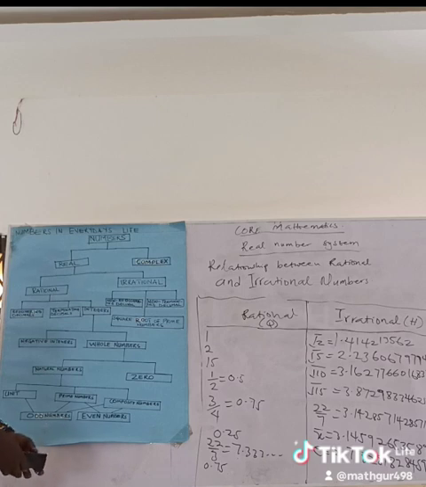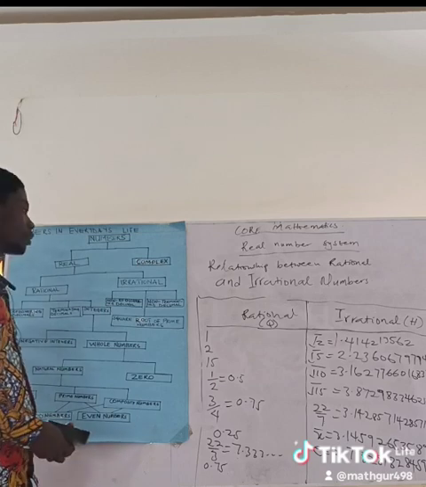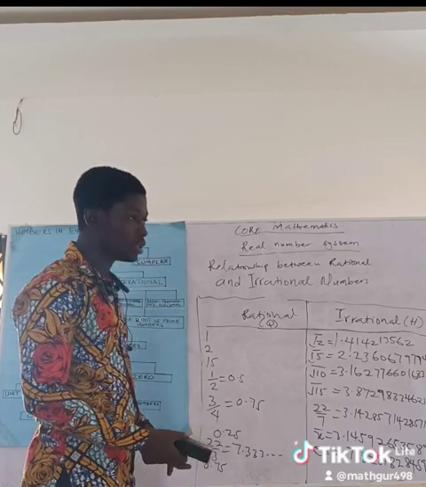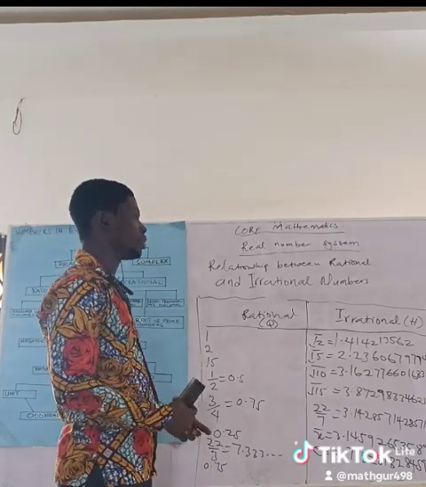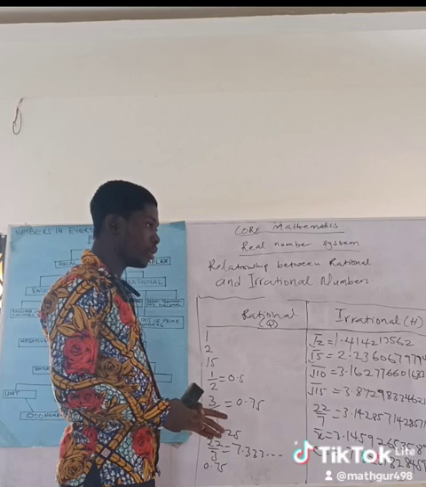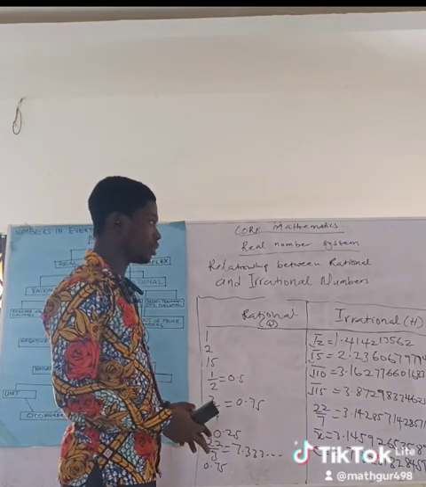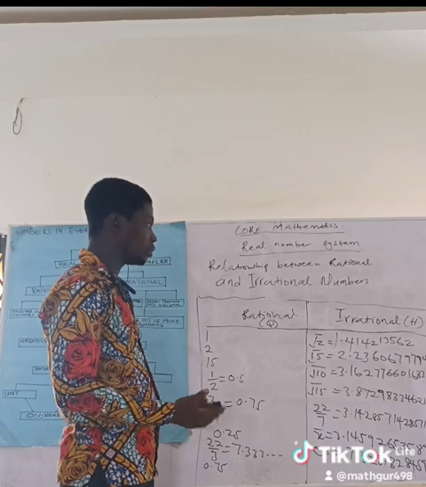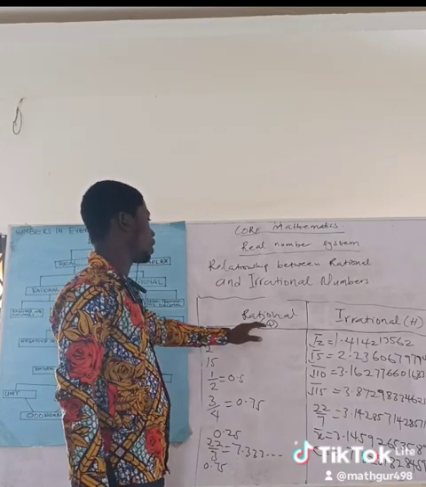Another way you know that a number is irrational is that when it is in decimal form, it is impossible for you to convert it to a common fraction. So that's another difference between rational and irrational numbers.